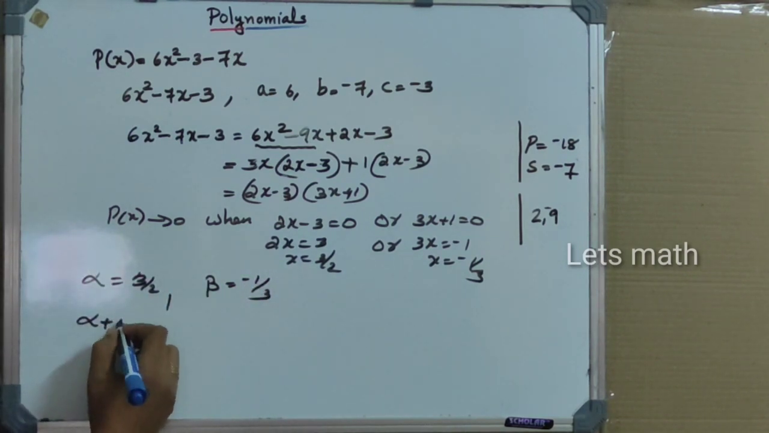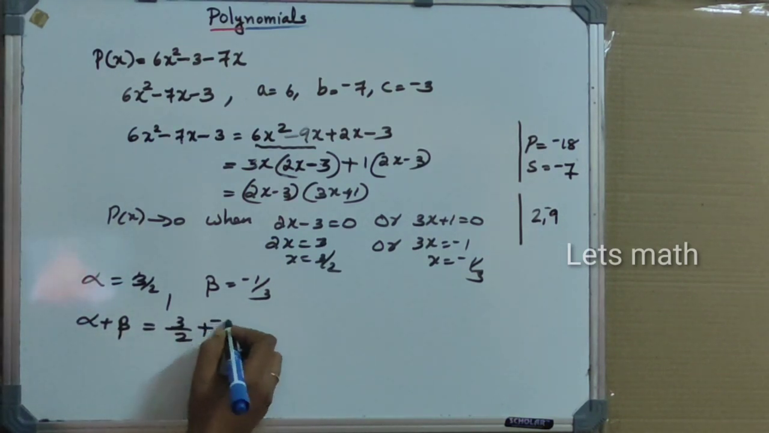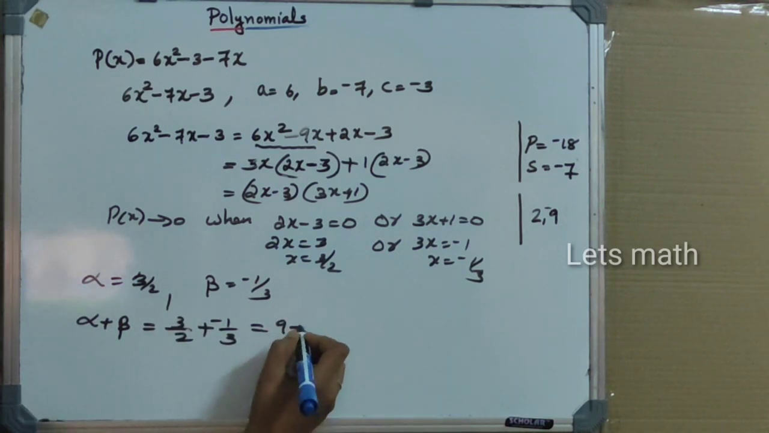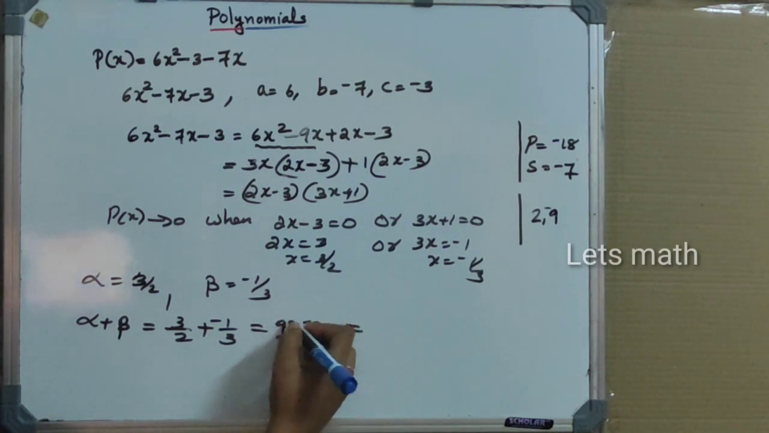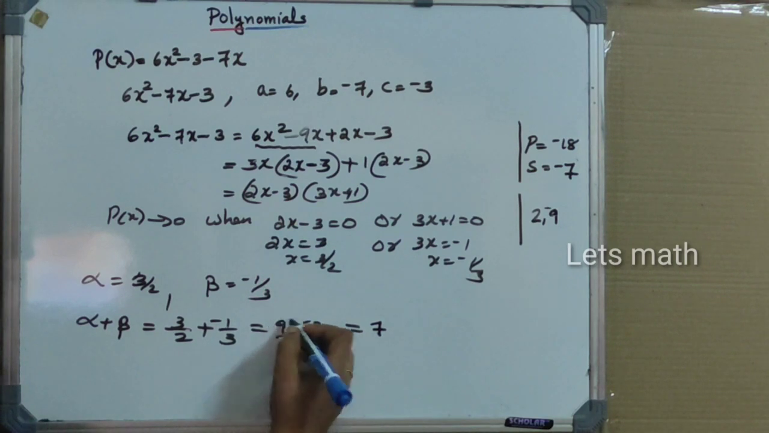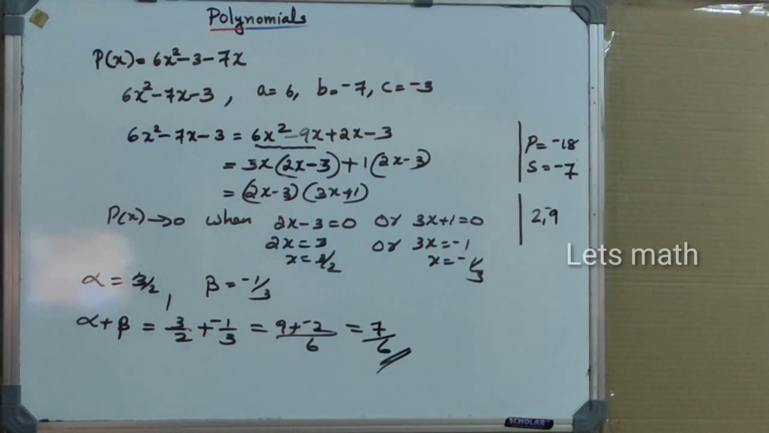Again find the sum of the zeros, alpha plus beta. 3 by 2 plus minus 1 by 3. Cross product. 3 into 3 is 9. Minus 1 into 2 is minus 2. Product of this, 6. 9 plus minus 2. Again see the positive and negative integers while adding. See the difference between the numbers, 7. But the greater number, the greater sign, that is positive. Answer is 7 by 6.